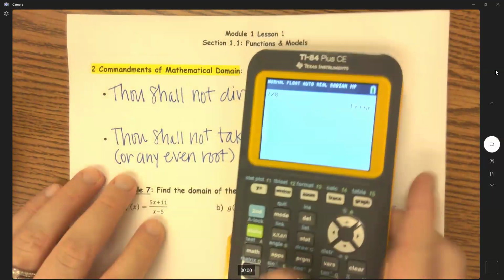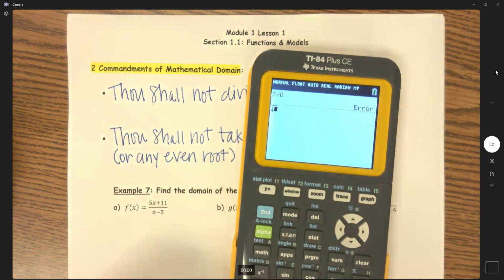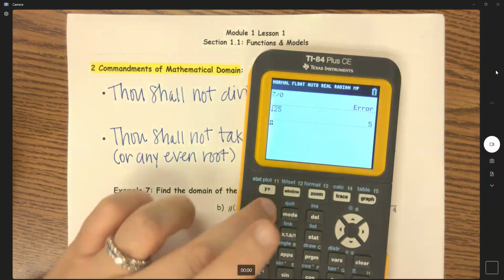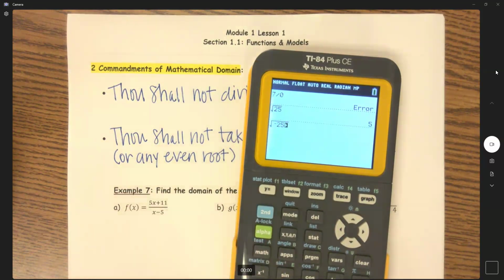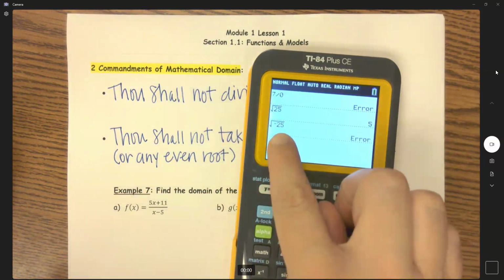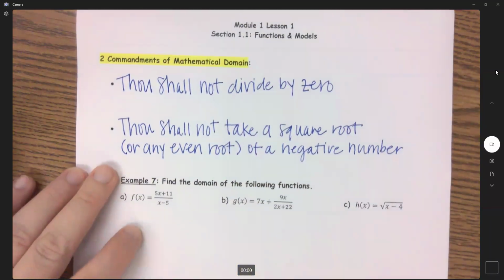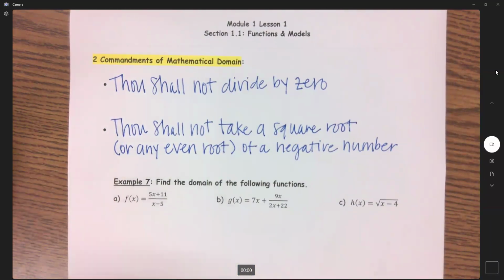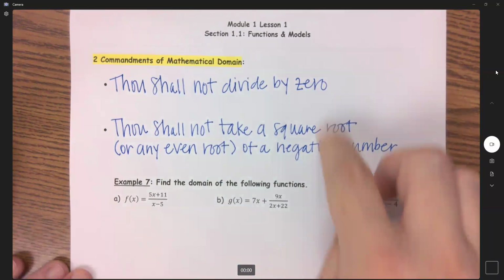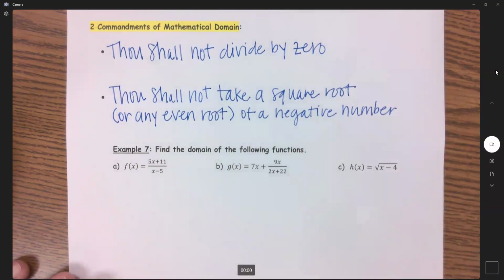So for example, if I do the square root of 25, that's fine. That's 5. But if I take the square root of negative 25, we get another error. Why? Because we have a non-real answer here. When you have a negative under that radical, you end up getting an imaginary answer. So you cannot take a square root with a negative underneath. So let's use these two mathematical commandments to find the rest of these domains. It doesn't ask for range here, just the domain.